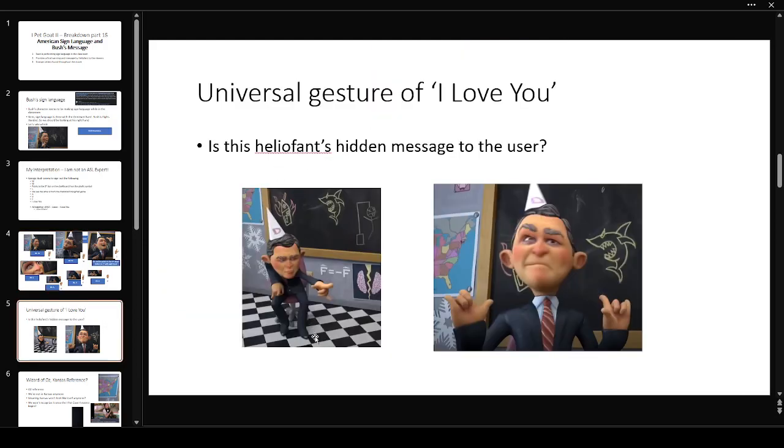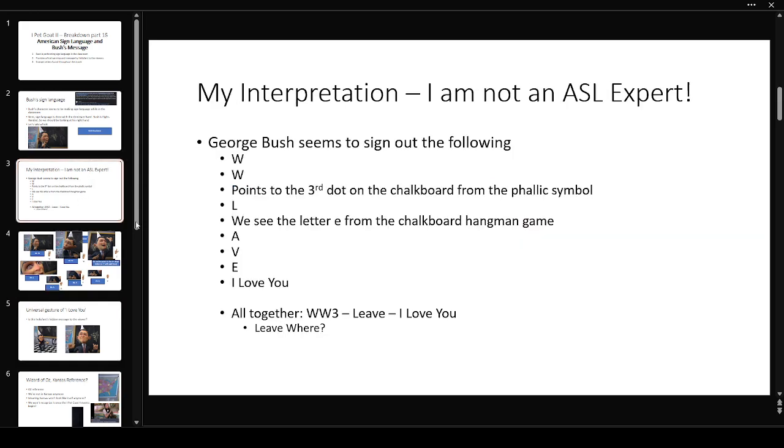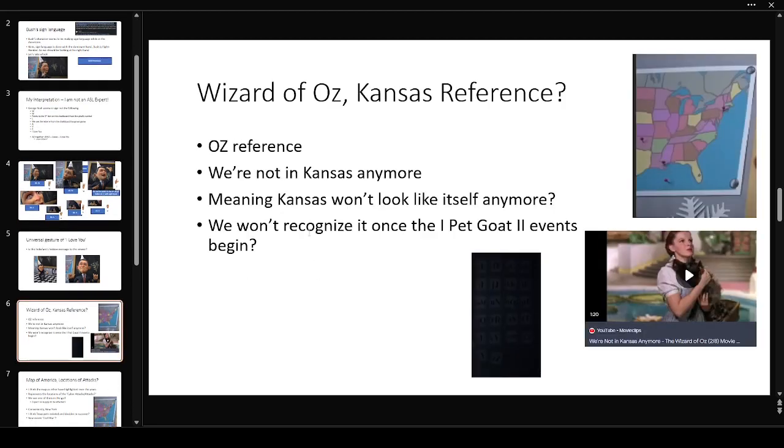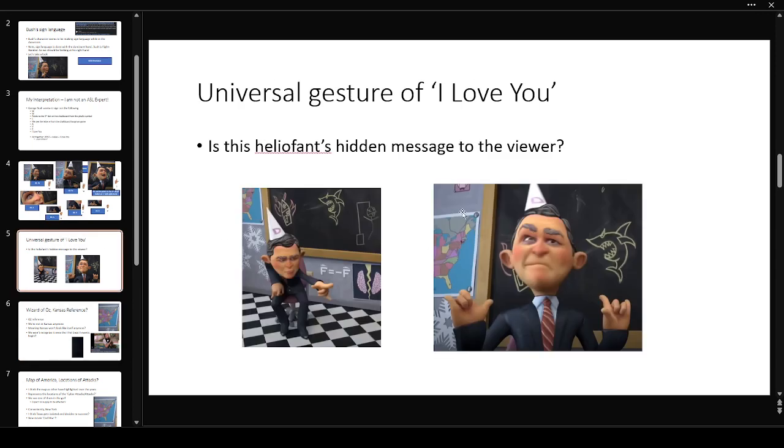After this, he sits back in the chair, it zooms out, and he shows the double I love you sign to the viewer, okay? So where? So I think this, like again, is WW3, leave, I love you, leave where? I think this whole thing is a reference to the classroom with the map. So leave these locations specifically, right?